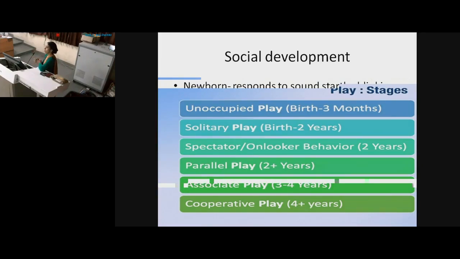Then from birth to 2 years, solitary play. That means you give him toys and he's playing alone. Then he starts having onlooker type of behavior.